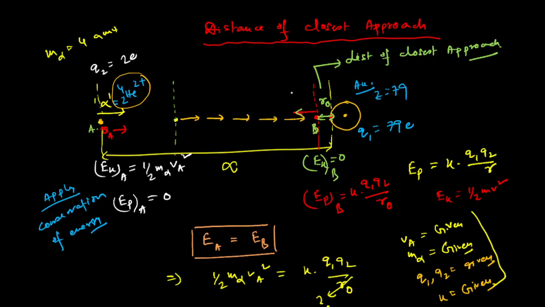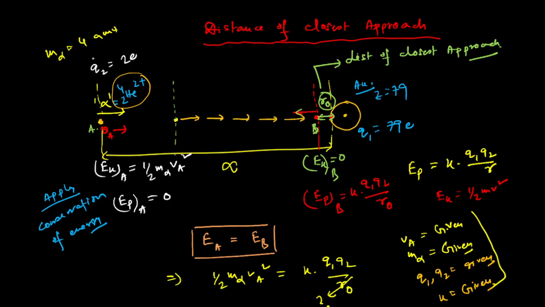Okay, so let's say this distance of closest approach is R naught. That is what you need to find. So how do I do this? Please try to understand. You know that the energy of the alpha particle should be conserved, because if the kinetic energy is reducing, potential energy should increase. The total energy must be conserved. So can I use that principle, that the total energy at point A should be the same as the total energy at point B? Yes.